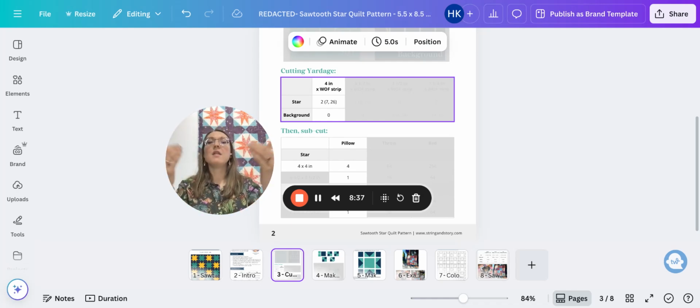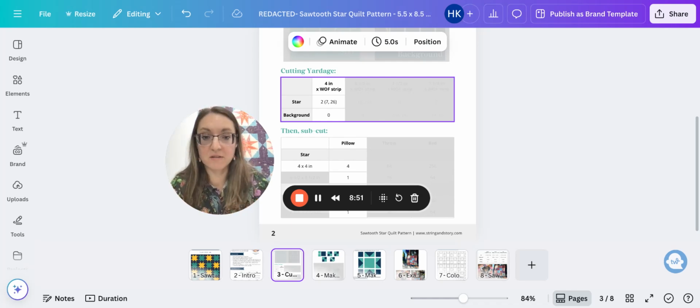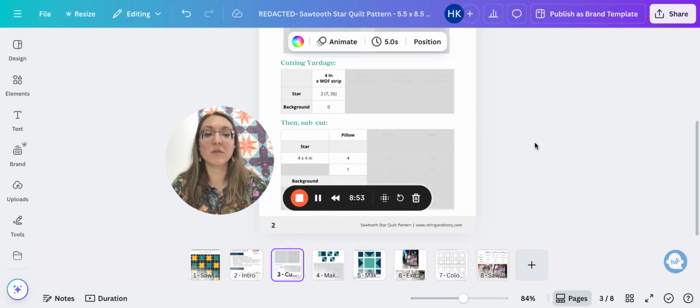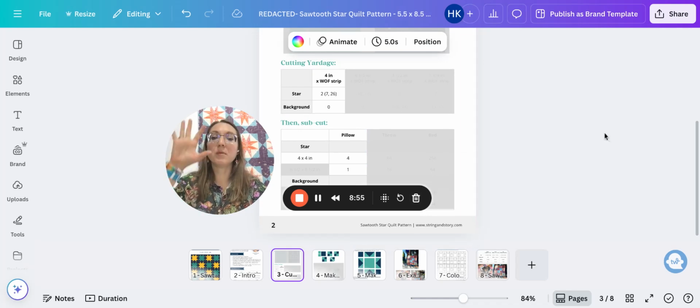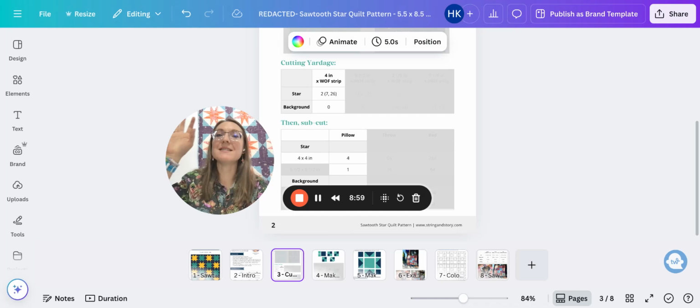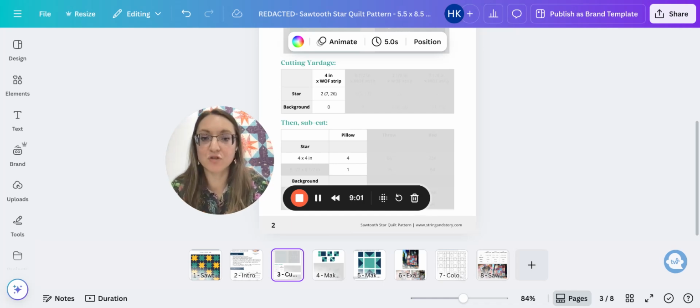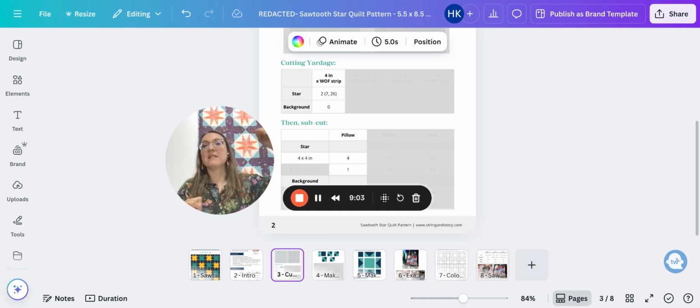Okay? The next chart is going to show us how to then take those strips and cut them into smaller pieces. This is the step that may be presented in a quilt pattern as a chart, as I've done, or maybe written out as directions. Here, because we only have 2 fabrics, I was able to include both the fabric color and the size down that left-hand side of the chart, and then put the different sizes of project across the top.